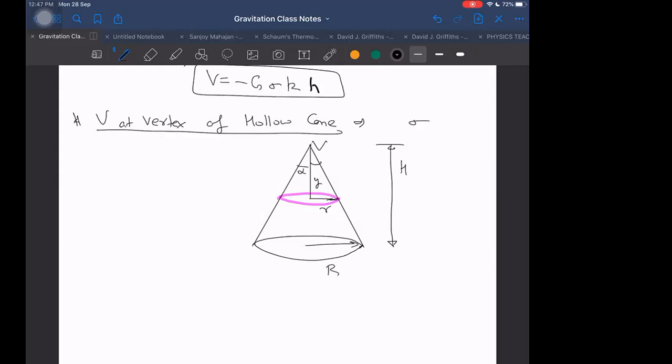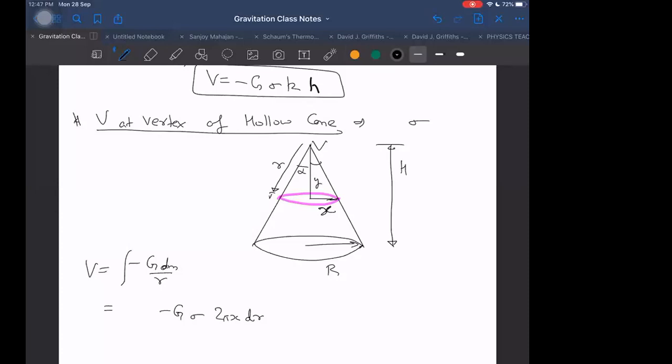I think I should not have taken this as r. Let me take it as x. R I will take as this oblique one, because in terms of that only we normally write. What do we get now? We get it as minus g into dm by r integral. That will be V. That will be now minus g into sigma into 2 pi x into dr.